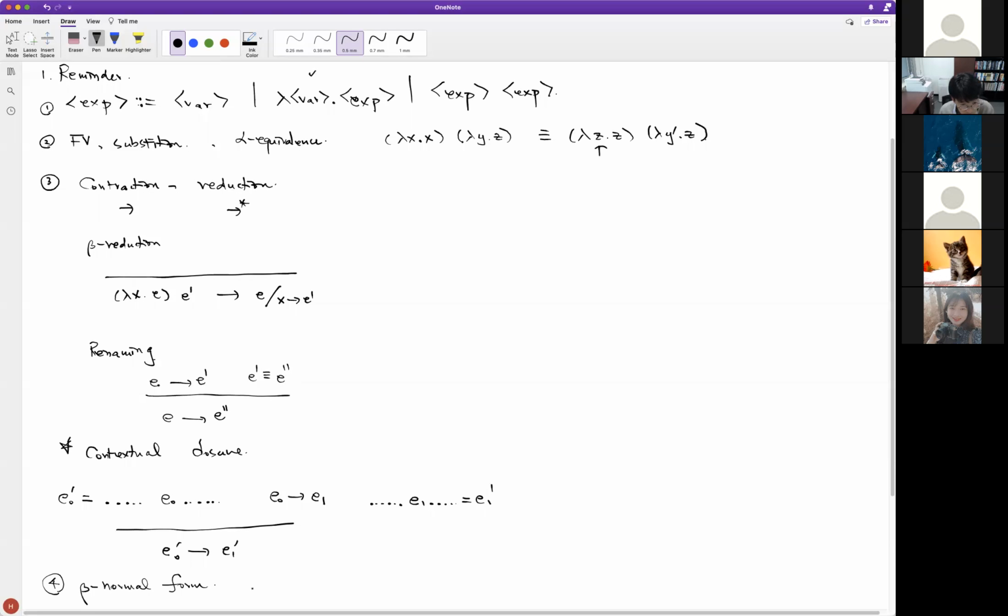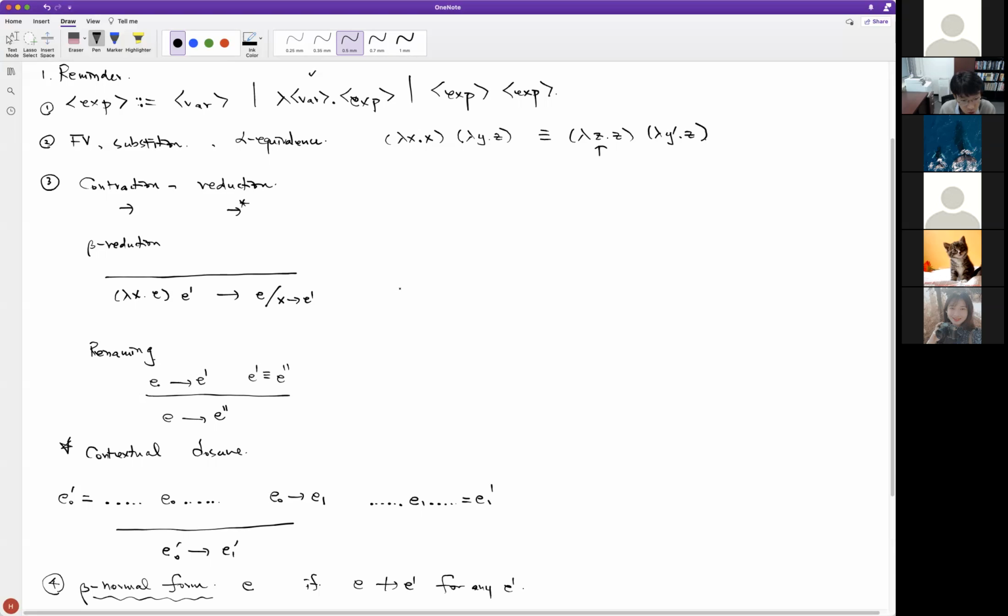So we say some expression E is a beta normal form if we cannot contract E to E prime for any E prime. In other words, as far as contraction is concerned, from the computation's point of view, E is an answer. We can't really reduce it any further, we can't contract it any further. So that was a beta normal form.